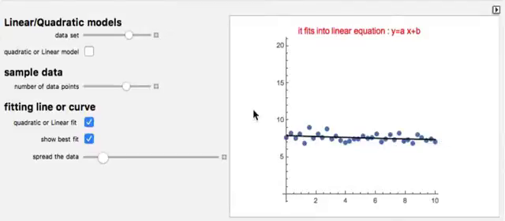That's a linear model. And we can increase the number of points, we can decrease the number of points, and the more points there are, the easier it is to tell, obviously, because you have more evidence. So we'll leave it here for now, and we can spread the data.